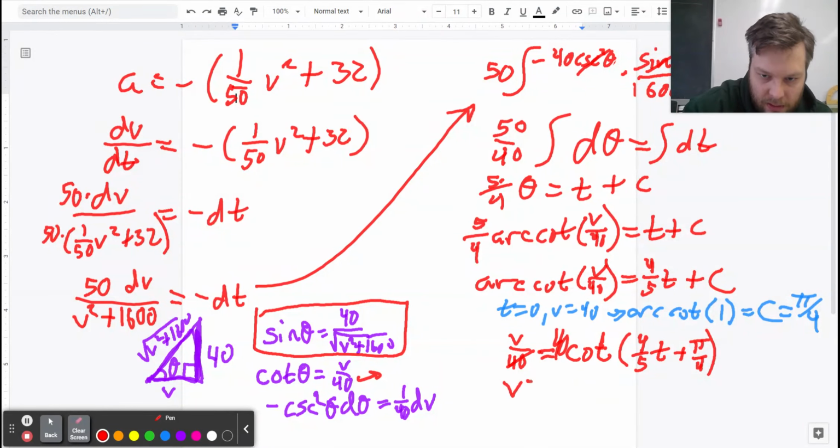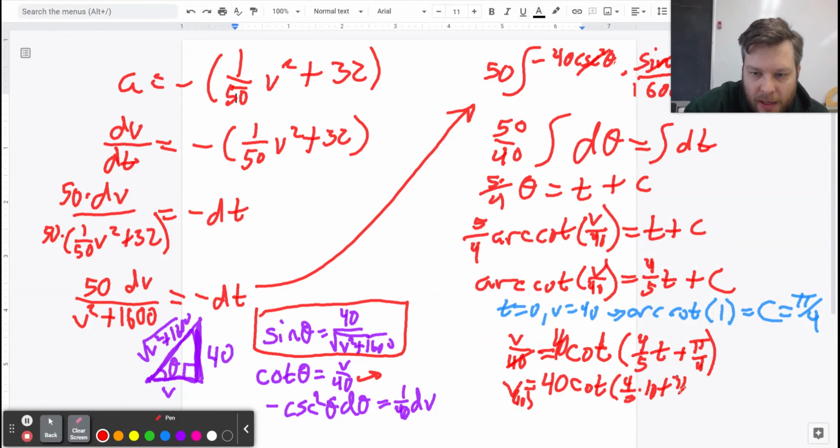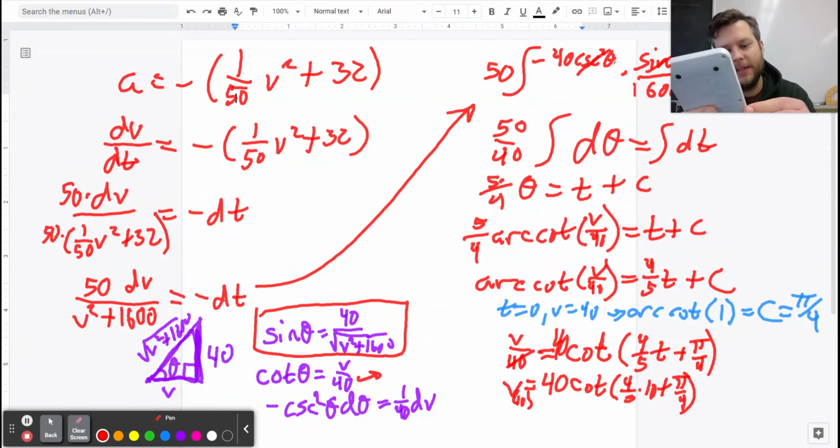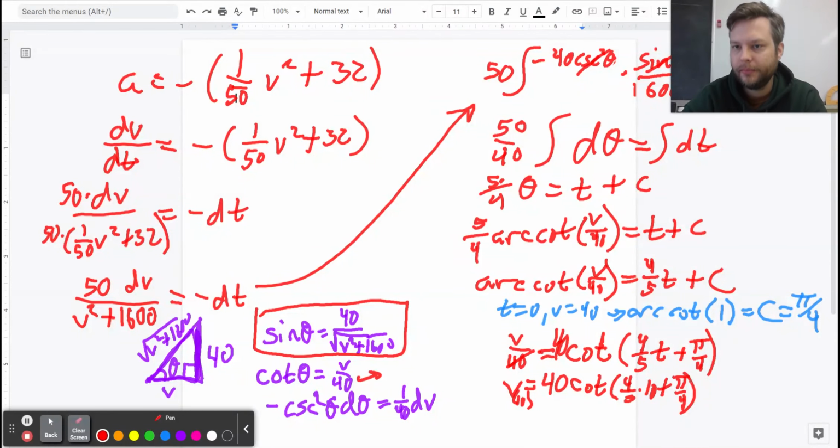So v, this is just weird. I guess my units are confusing me, but that's okay. So v of 10 is 40 times cotangent of 4/5 times 10 plus pi over 4. Let's just see what pops out. You don't have a specific cotangent button on a lot of calculators, so you can just do 1 divided by tangent. So I'll go 40 divided by tangent of 4/5 times 10 plus pi over 4.